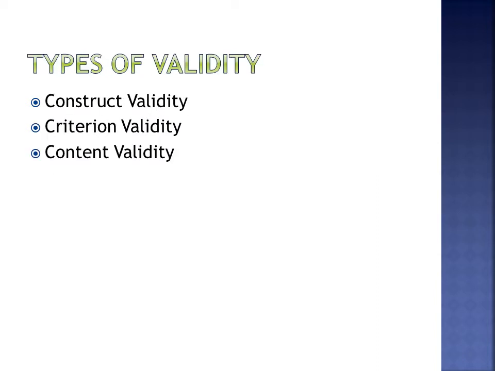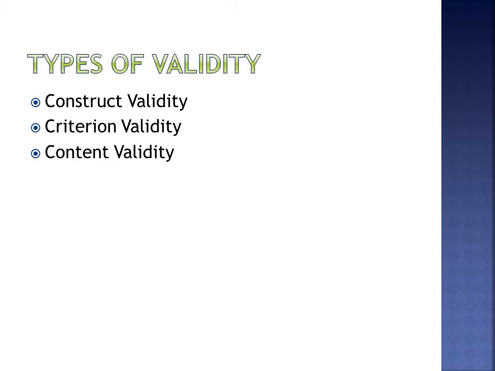Now, I've already mentioned this in my previous videos. There are three types of validity. We have construct validity, criterion validity, and content validity. Now, to give you a preview and for you to get the whole picture, let me define again the difference between construct, criterion, and content validity before we go to them one by one. All right, so let's go first to construct.